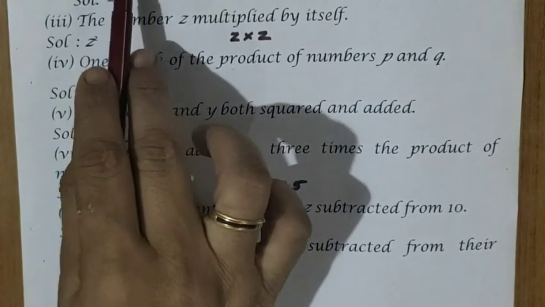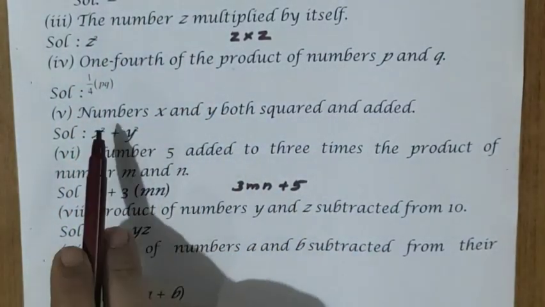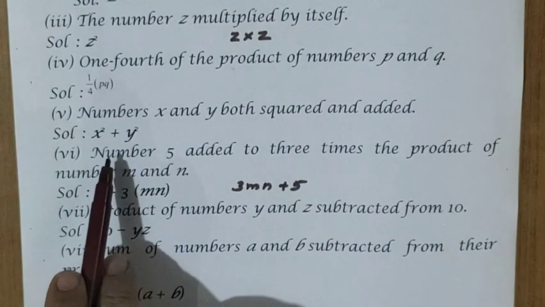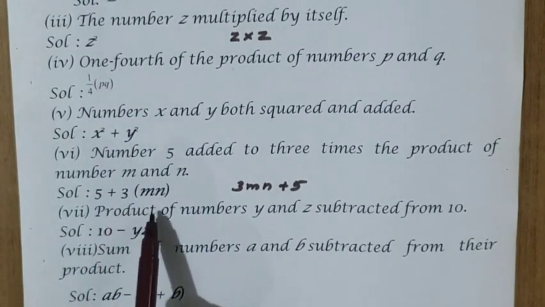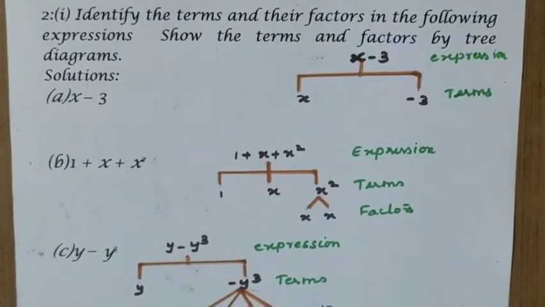So once again the answers: y minus z, half into x plus y, z square, 1/4 pq, x square plus y square, 5 plus 3mn, 10 minus yz, and ab minus a plus b.